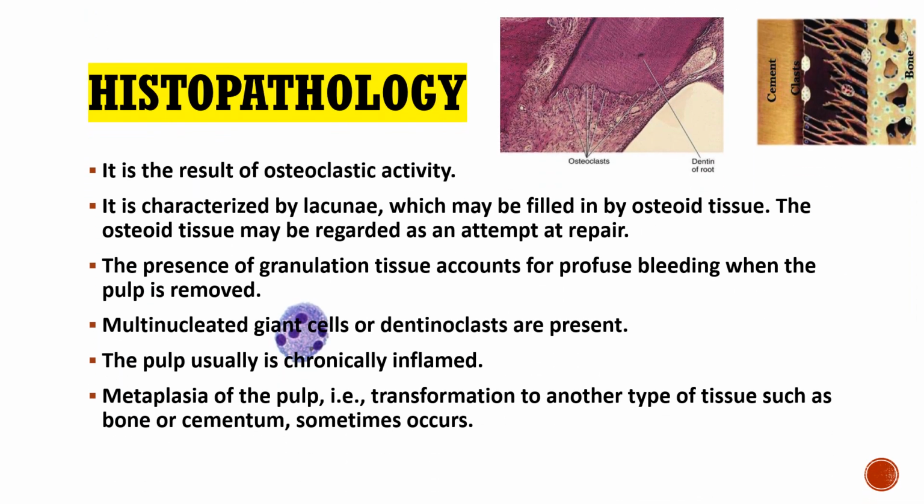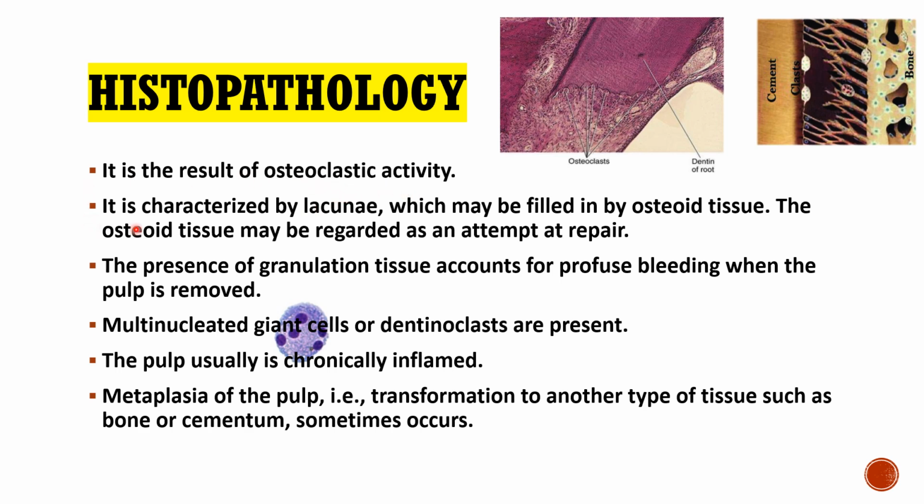Now what are you going to see histopathologically? Histopathologically, you'll see that it is a result of osteoclastic activity. Resorption means that osteoclastic activity has occurred. Whenever you have the suffix -clastic, it has to do with something like resorption, and if it is blastic activity, that means it has to do with the deposition or formation of that particular thing. So now the resorption has occurred, that means it is a result of the osteoclastic activity.